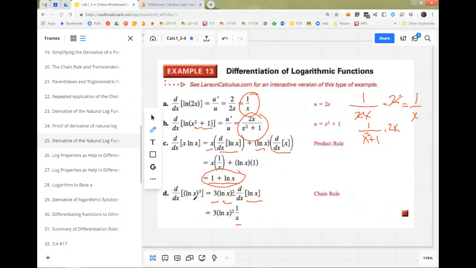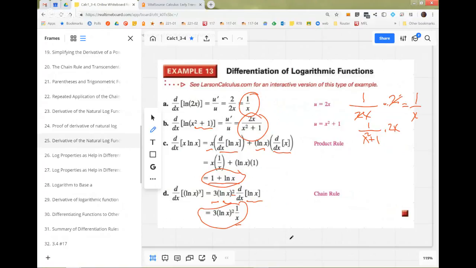Another example, D. What's the derivative of the natural log of x, quantity cubed? Well, first we have the power rule, 3 times the natural log of x squared. But then we chain rule: what's the derivative of the natural log of x? 1 over x. This is kind of an odd way to write it. I would write it as 3 times the natural log of x, quantity squared, over x. But anyway.